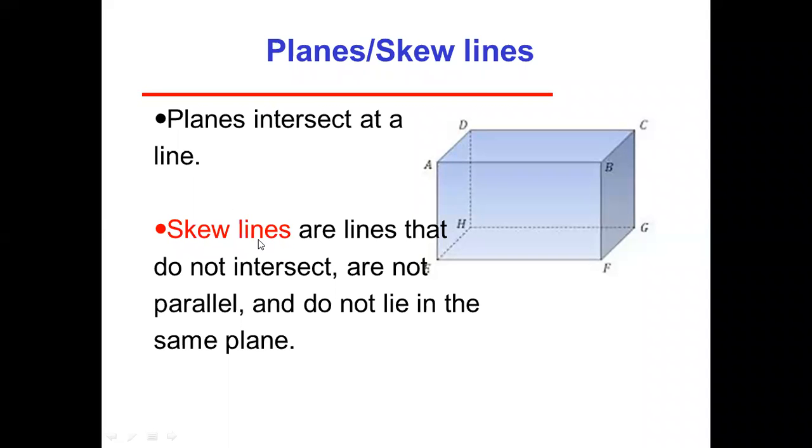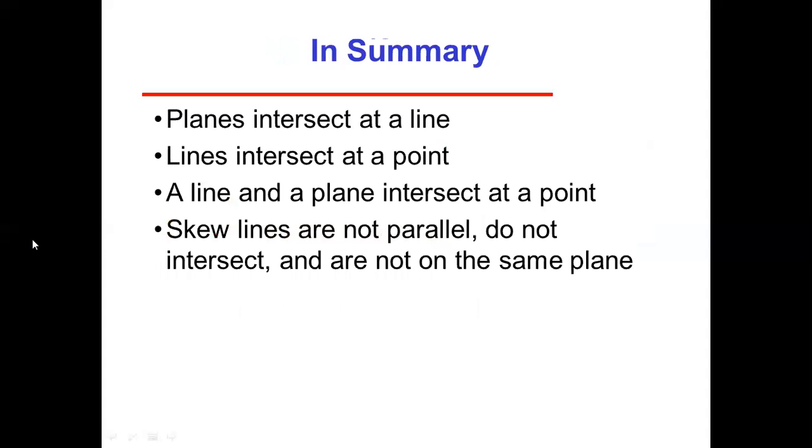Skew lines, what are these skew lines? Skew lines are lines that do not intersect. Those lines which are not intersecting, are not parallel, and do not lie in the same plane. Skew lines are those lines which do not intersect, they are not parallel, and also do not lie in the same plane. Such types of lines are called skew lines. So in summary, planes intersect at a line.